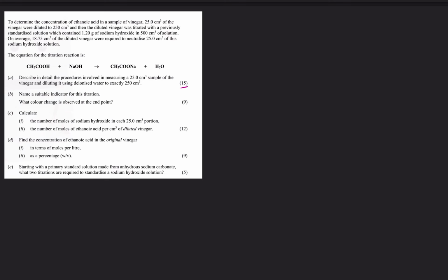The indicator that was used in the acetic acid and sodium hydroxide titration is phenolphthalein. And the colour change is purple to colourless. Always say colourless, never clear. Clear is not an actual colour. Colourless is a colour. Okay, and then we're going to go on to C and D, the mathematical sections of the question. So have a little pause and give it a go.